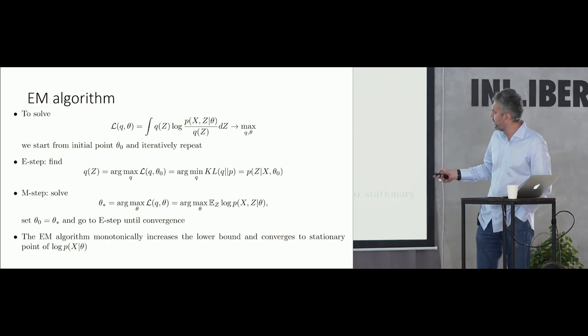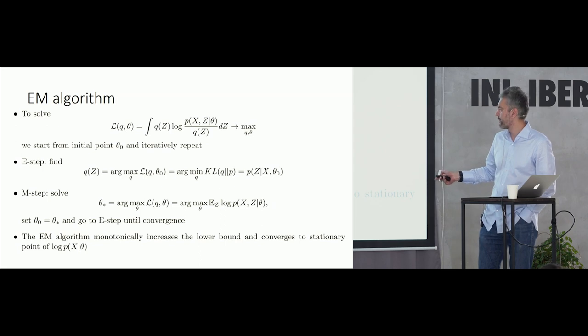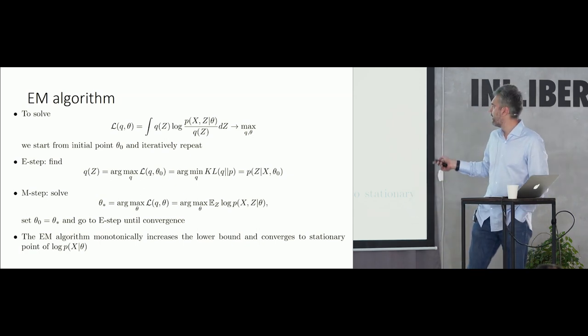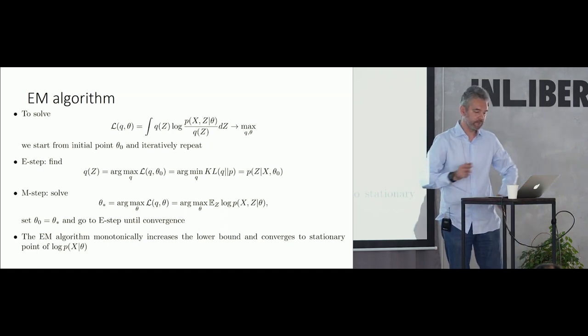Pay attention to what we optimize here. We optimize the log of the complete likelihood, so the log likelihood where both X and Z are assumed to be known. And then we average it with respect to Z. Why do we average? Because actually we do not know Z. We only have some distribution over Z. So because of that, we compute the expectation of the log of the joint likelihood, and we optimize it.